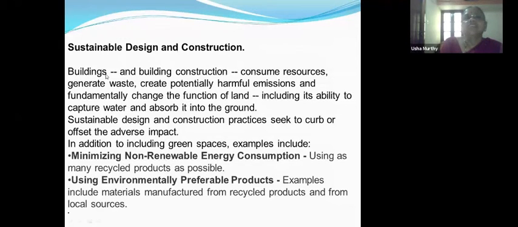Sustainable design and construction. When you go for design planning, building construction consumes resources, generates waste, creates potentially harmful emissions, and fundamentally changes the function of the land, including its ability to capture water and absorb it into the ground. So sustainable design and construction practices seek to curb or offset the adverse effects. In addition to including green spaces, examples include minimizing non-renewable energy consumption, using as many recycled products as possible, and using environmentally preferable products from recycled and other local sources.